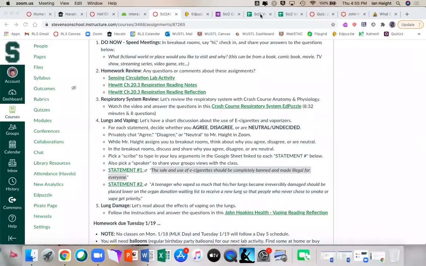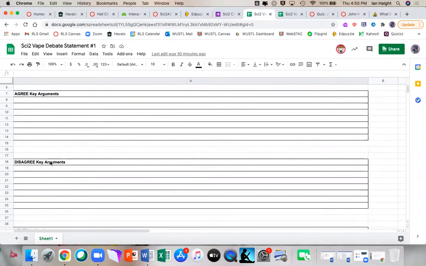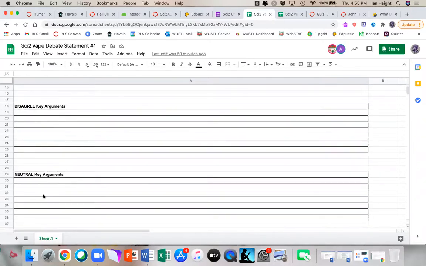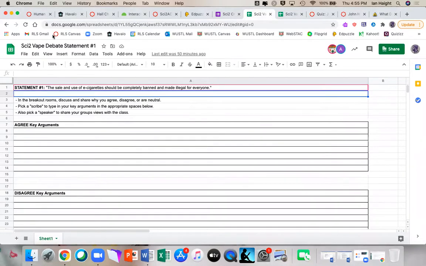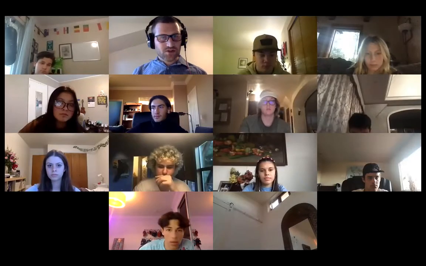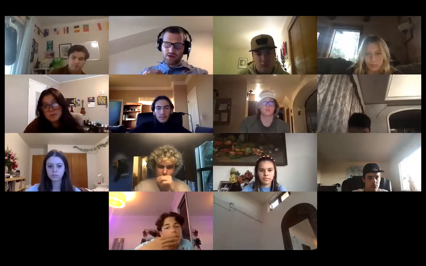Just to show you what that looks like very briefly, if you were to click on statement number 1 there, it would take you to a Google Sheet that looks like this. You can see the agree group, you can type in your key arguments here, disagree group, key arguments here, and neutral group, just what you're thinking, or again, some of your key arguments as to why you have mixed feelings there. And we'll come back to share and look at those. So without further ado, the first statement is: the sale and use of e-cigarettes should be completely banned and made illegal for everyone.